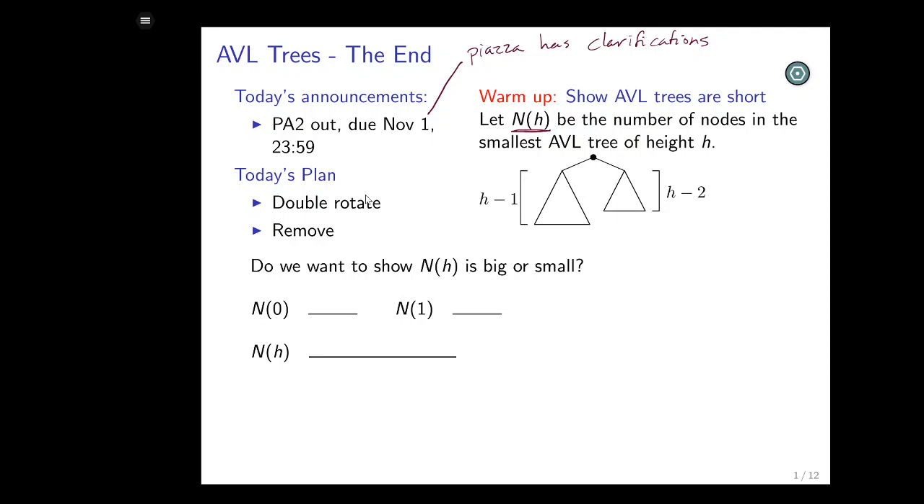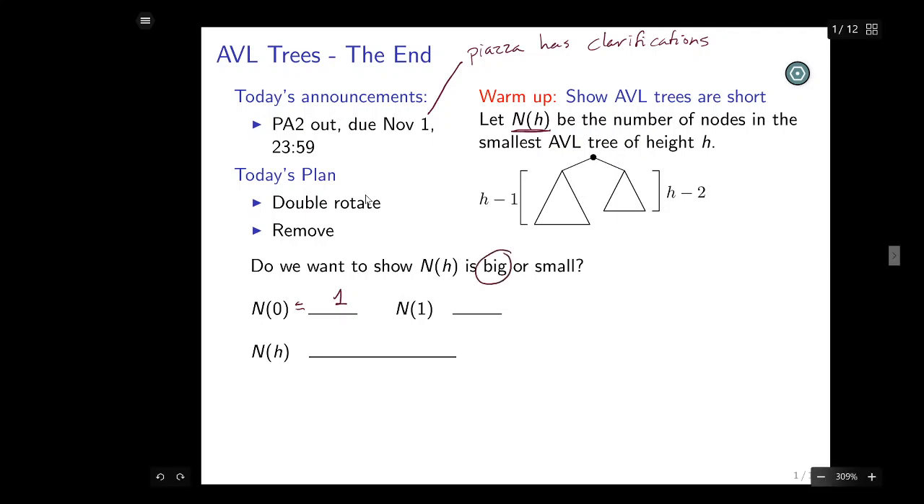Suppose I wanted to put the fewest number of nodes into a tree and have it be of height 0. How many nodes would I have to put in? That's n of 0. 1. n of 0 is equal to 1. Now, oh yeah, I forgot to circle. Big.